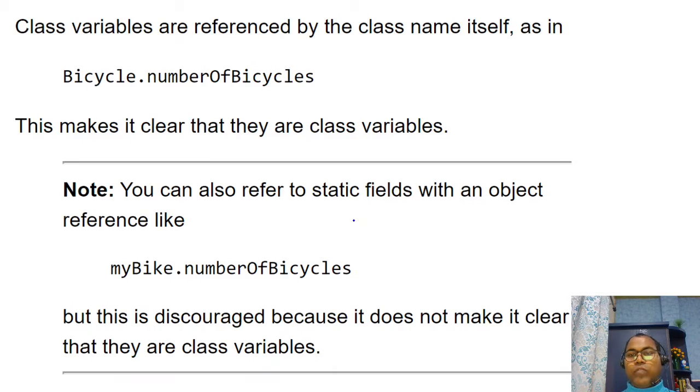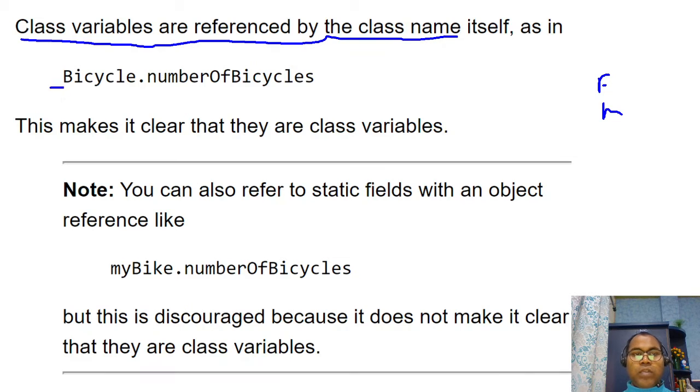So if you declare any field or method as static, how do you access it? The general guideline: class variables are referred to by the class name itself. Just write the class name and then access your static data member.